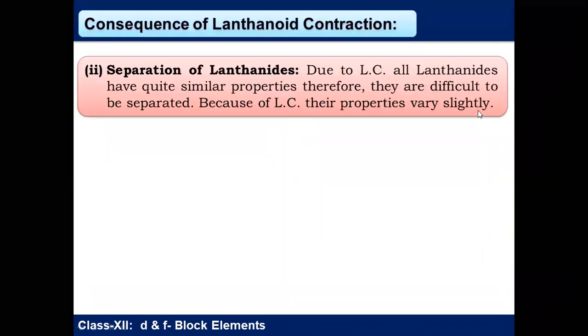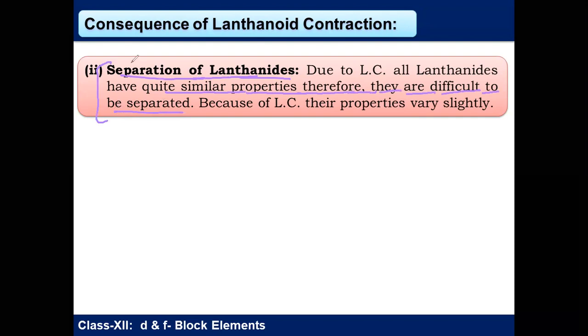Next consequence: as the sizes of various lanthanoid elements are comparable, their properties are also similar. And when their properties are similar, it becomes very difficult to separate them. So separation of lanthanoids is a very difficult proposition because their sizes are comparable and their properties are comparable. So this is consequence number two.